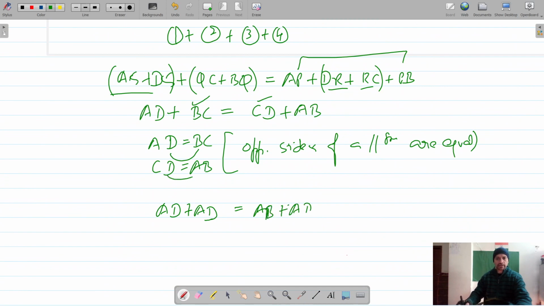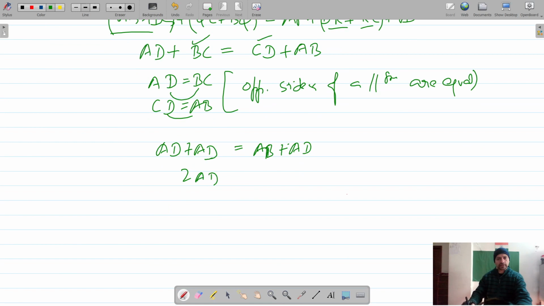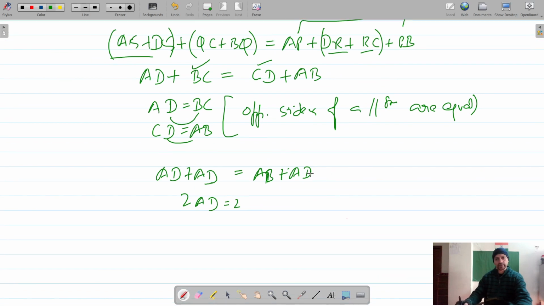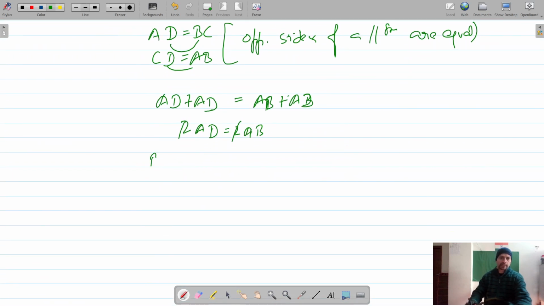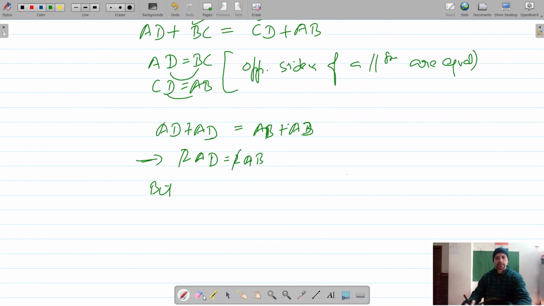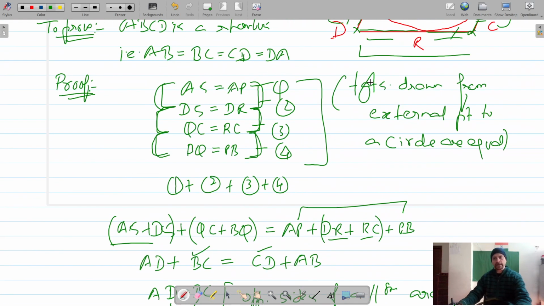So it's AD plus AD. So 2 times AD is equal to 2 times AB. So this gives that AD is equal to AB. So I will just write it down. So AD is equal to AB. So these are the 2 adjacent sides of a parallelogram.